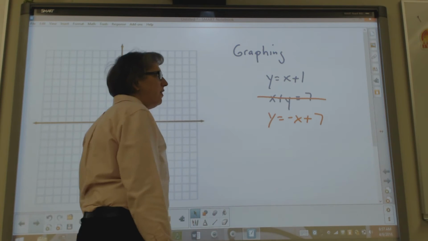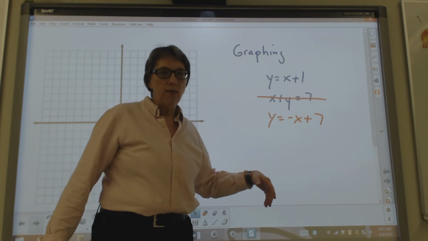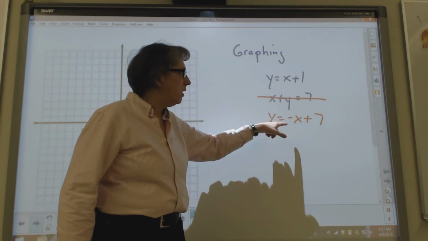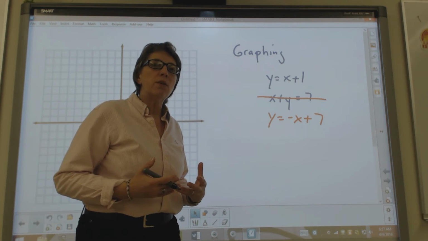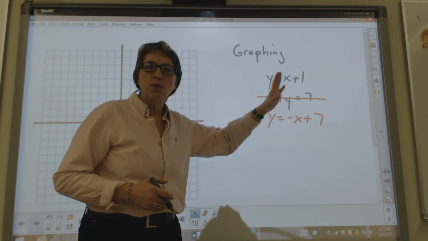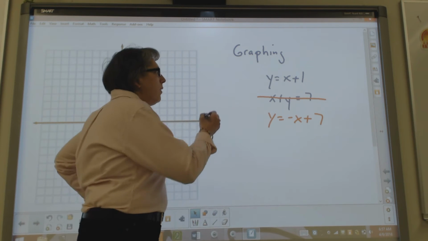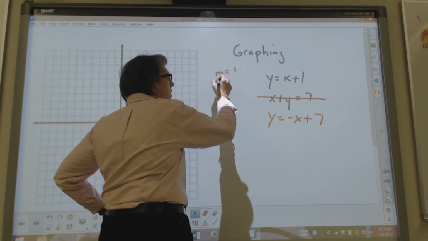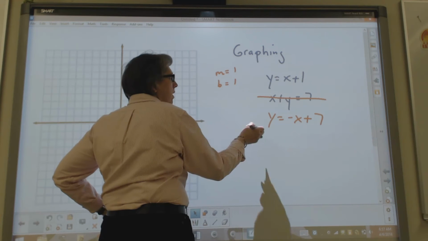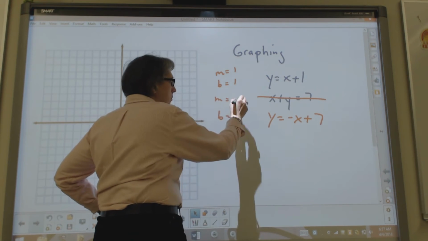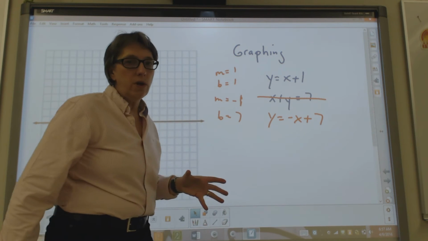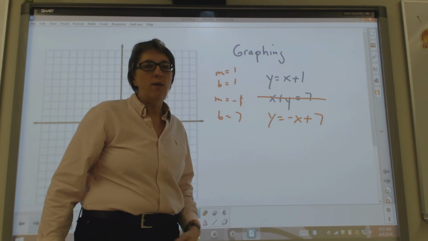And now I'm going to identify the slope. Now notice, we already know we have a difference here because this slope is 1 and this slope is -1. Some of you may need to organize your material over to the side in your numbers so you don't get confused. You might want to write m equals 1 and b equals 1. Here, m equals -1 and b equals 7. Remember, already we know that they're not parallel lines because they don't have the same slope.